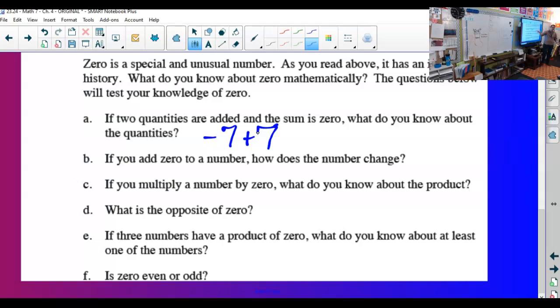Now, Matt said something really interesting too, that I overheard while talking with Ashley. He said the only other option would be 0 plus 0, two numbers added together make 0.